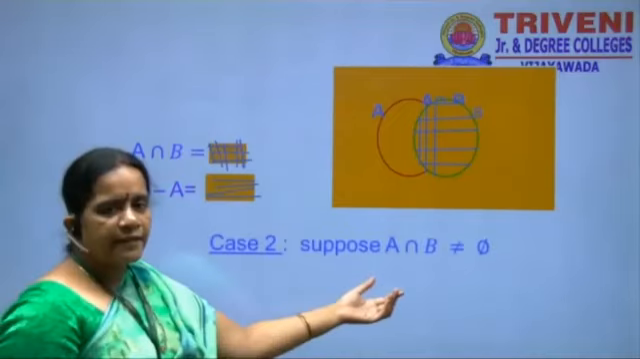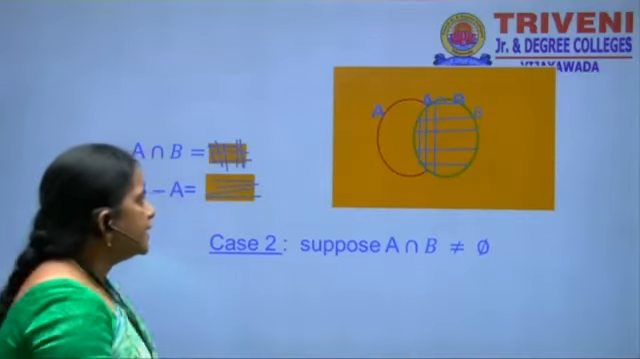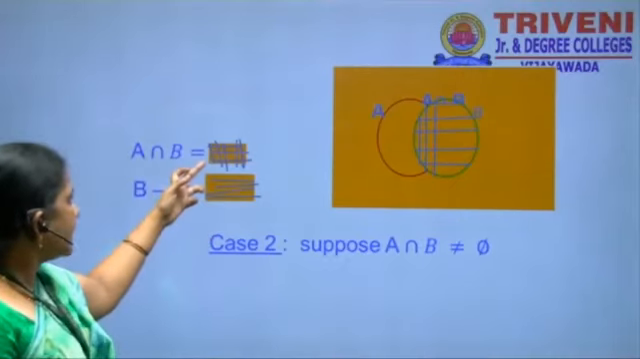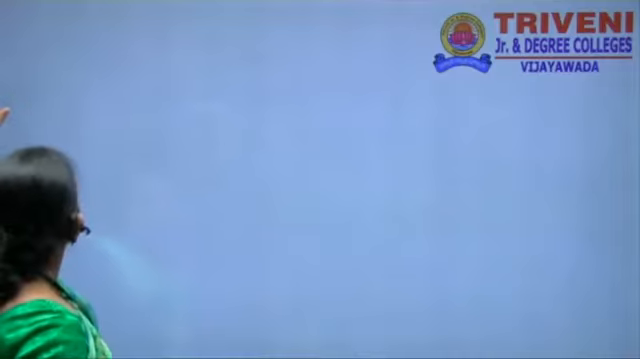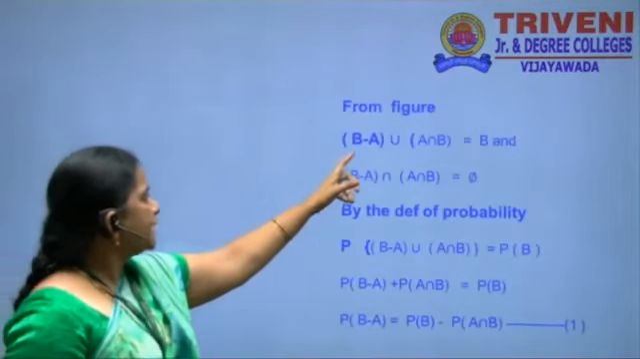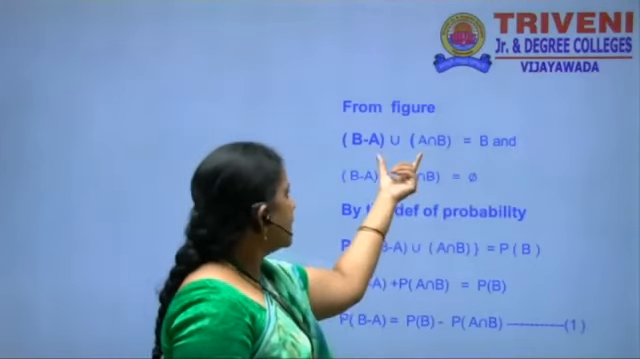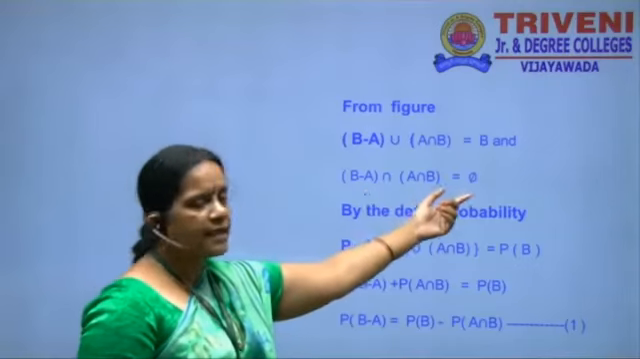In case 2, suppose A intersection B is not equal to phi. Here, the value of B minus A is this one and A intersection B is this one. From the figure, B minus A union A intersection B is equal to B. The union of these two is B. The intersection of these two is phi.